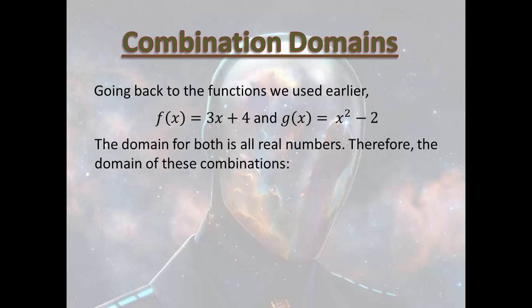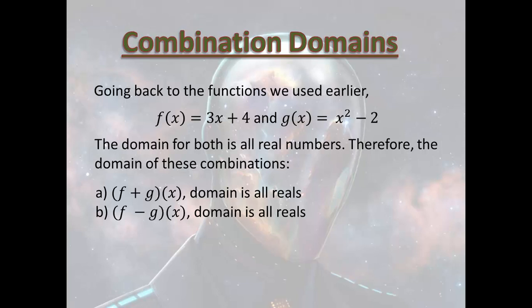Okay, so let's look at this example. These are the same f of x and g of x that we had earlier. Okay? And if you notice, the domain for each of those is all reals. There are no restrictions. There's no potential denominators of 0. There's no negative roots. So all real numbers. That means that the domain for f plus g is all reals. The domain for f minus g is all reals. The domain for f times g, on the other hand, is all reals.